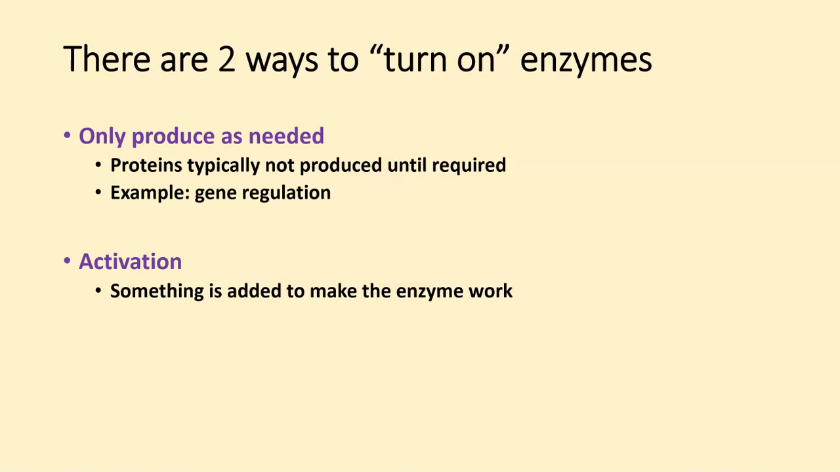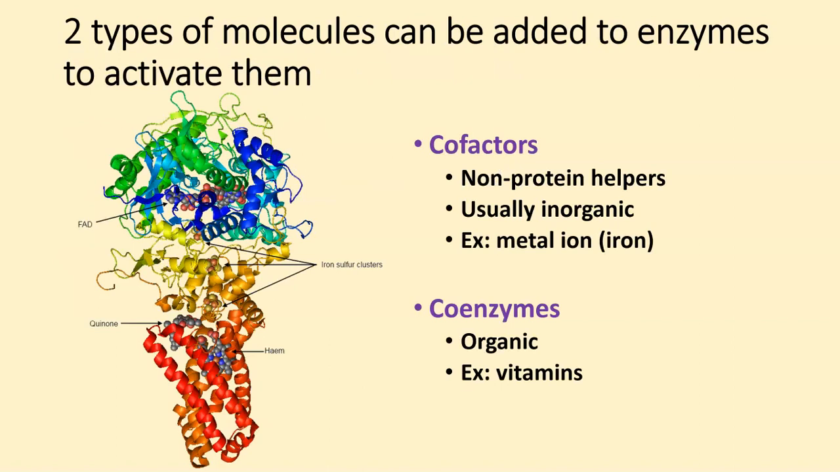And the second way is to activate the enzyme. So maybe it's there and it's just sitting around waiting for its turn, but it has to be turned on, activated. And to activate, something is usually added to make the enzyme work, another component. These can be two different types of molecules. Cofactors are non-proteins. Usually they're inorganic, such as metals.